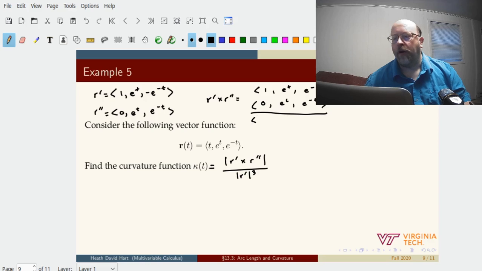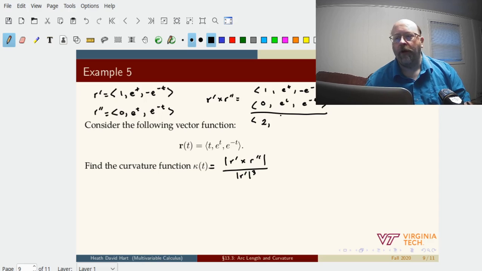So the x-coordinate, we have e to the t times e to the negative t. That is 1, because you're multiplying e to the t times 1 over e to the t. This is 1 minus 1. Nope, this is a negative here. 1 plus 1, this turns out to be 2.